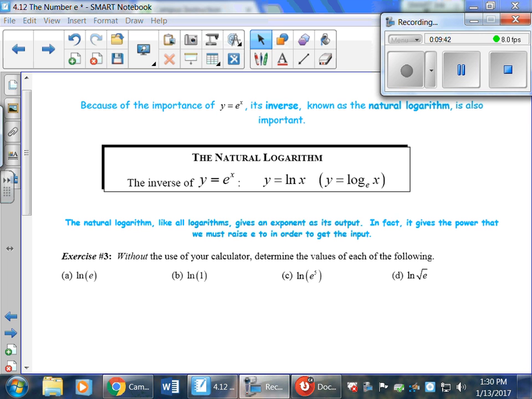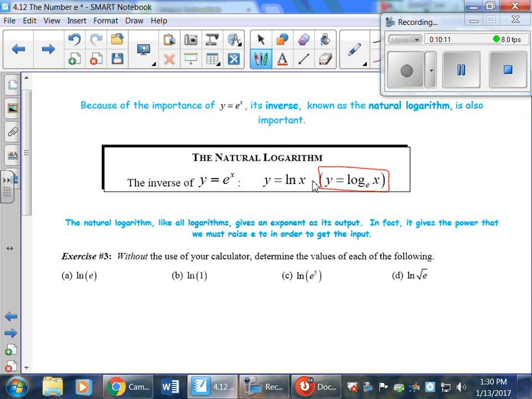Because of the importance of y equals e to the x, its inverse is known as a natural logarithm, and it's also very important. The natural logarithm, which is the inverse of y equals e to the x, is y equals ln of x. Instead of saying log, we say ln of x. One more time, we can translate that to y equals log base e of x.